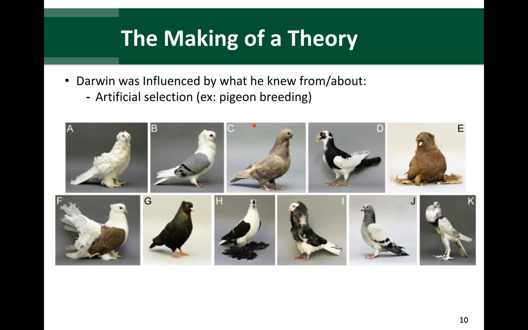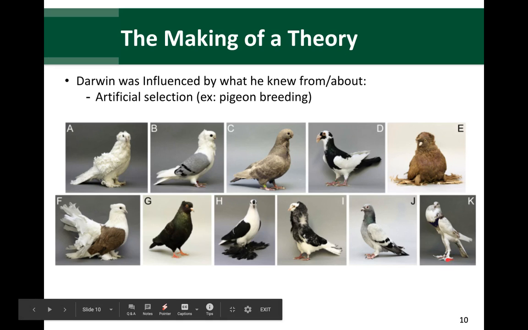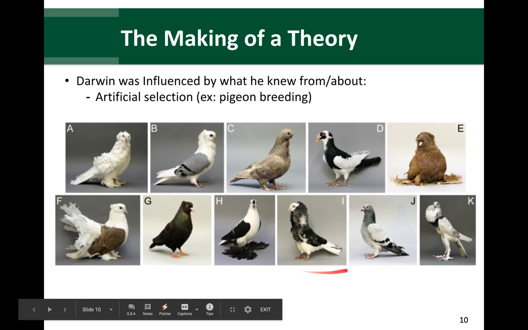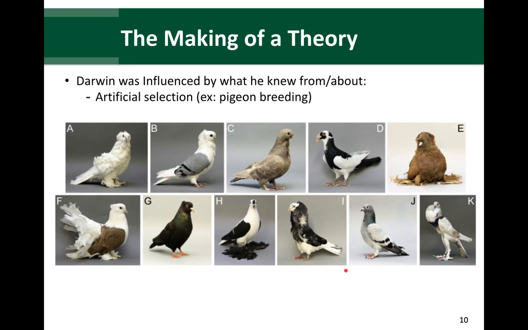Some of the things that he considered: he was influenced by what he knew about artificial selection. For example, pigeon breeding. Pigeons were bred and selected for various features, various colors, even the types of feathers that they had on their feet. And this was accomplished through selective breeding. The same type of breeding, right, we were talking about with dog breeding.